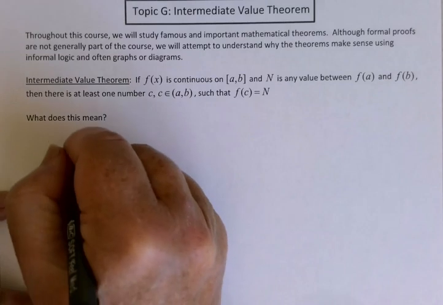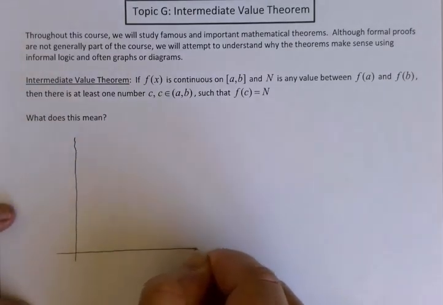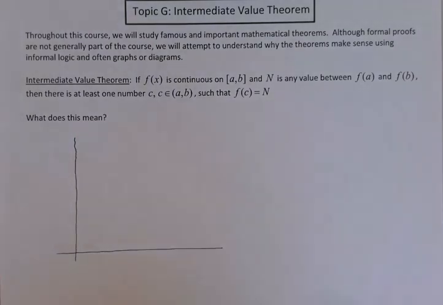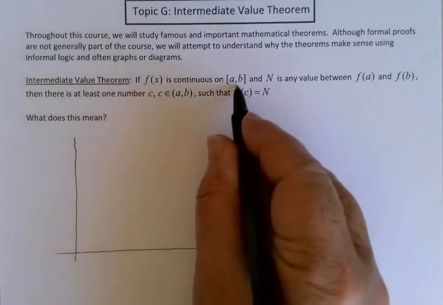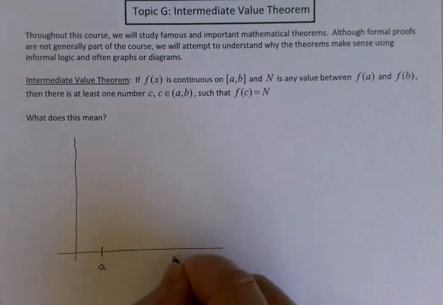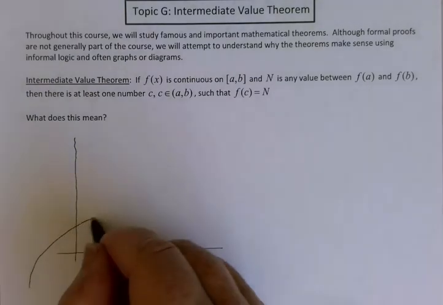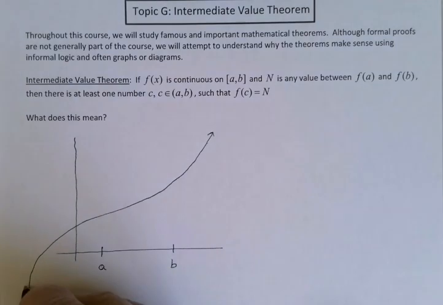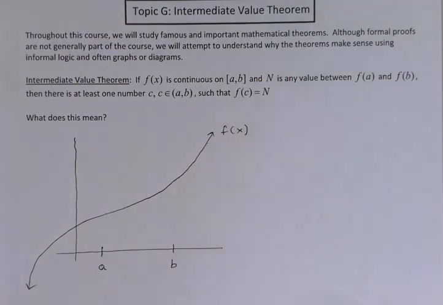So I'm going to sketch here. I want to sketch a function f of x that's continuous on some closed interval from a to b. So let's just pick an a and a b. And it doesn't make any difference what I draw. I'm just going to kind of generically draw some function f of x with no jumps, no holes, no breaks, no asymptotes. It's got to be continuous.